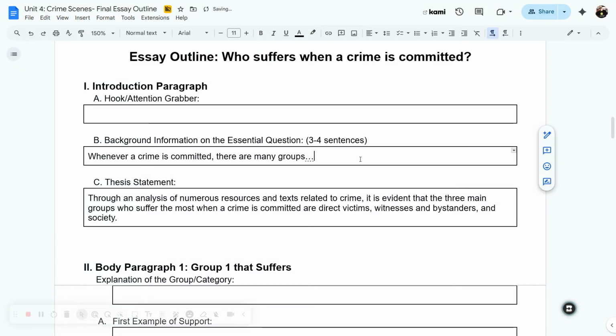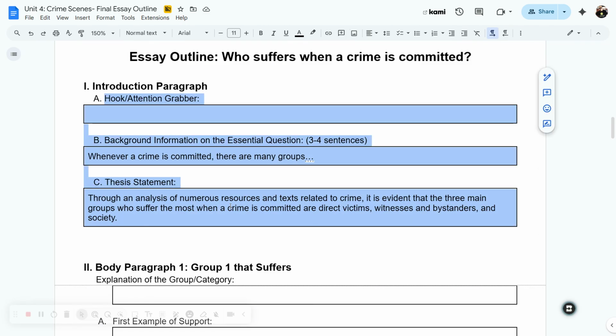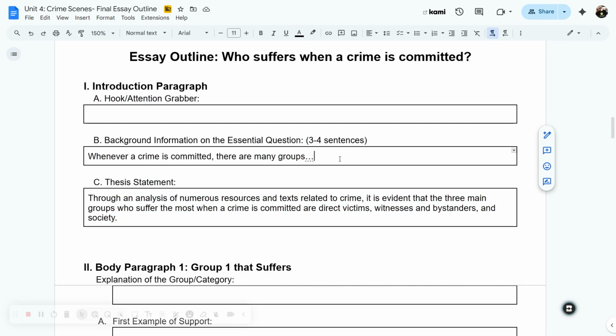All right, if you're back, then I'm assuming you have your attention grabber done, your background information done, and your thesis statement done. If that's the case, your introduction paragraph is already completed. Now, if you're not confident you did any of these right, call me over, and I'll be more than happy to look at what you wrote and give you some feedback, or once again, you can always bounce some ideas around.